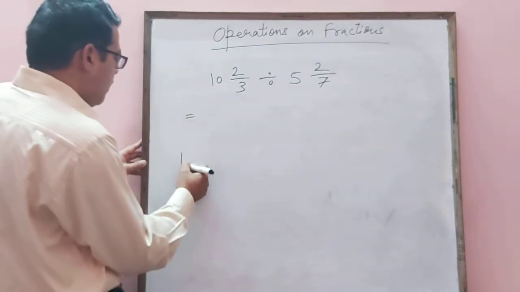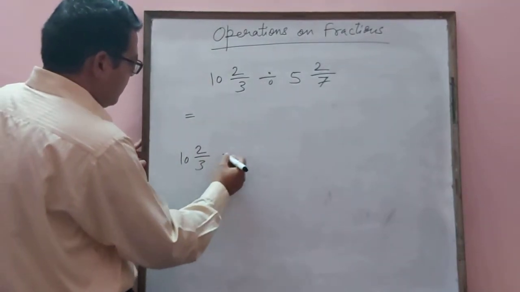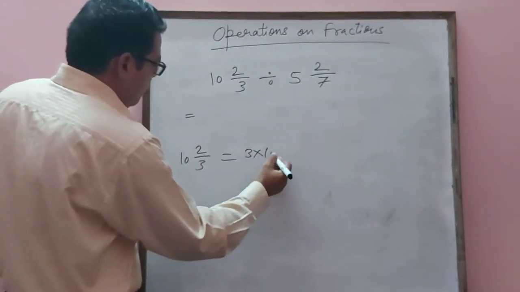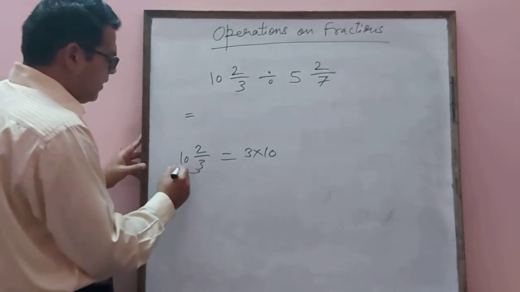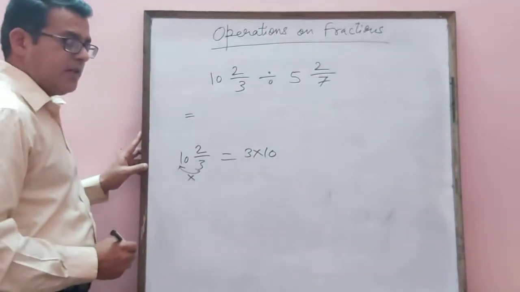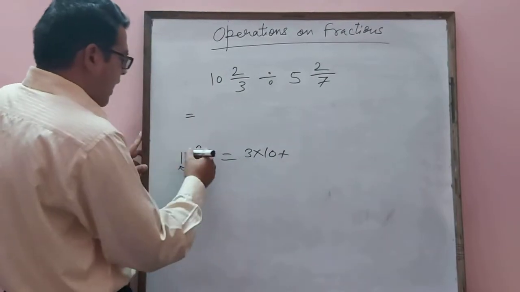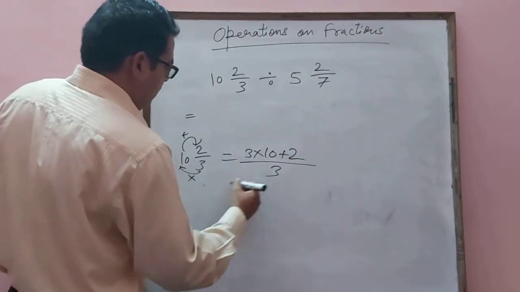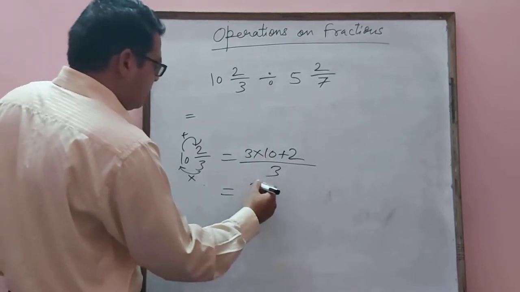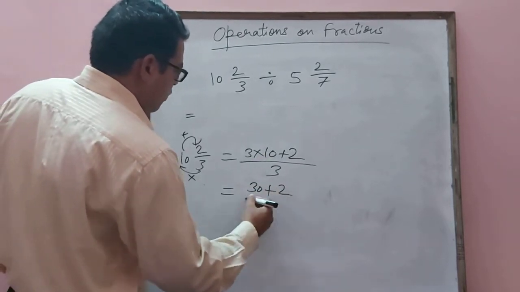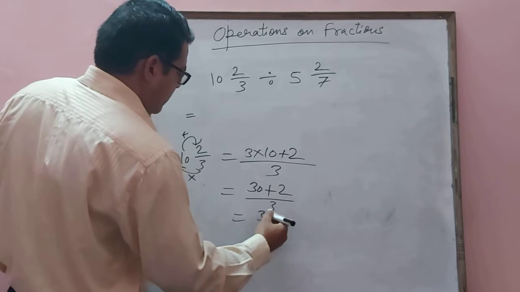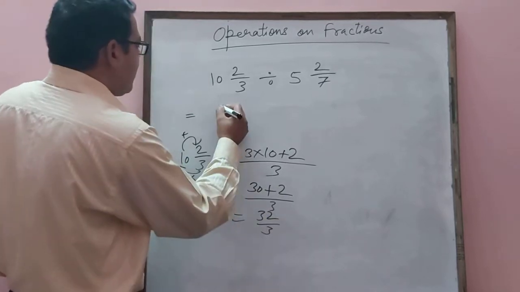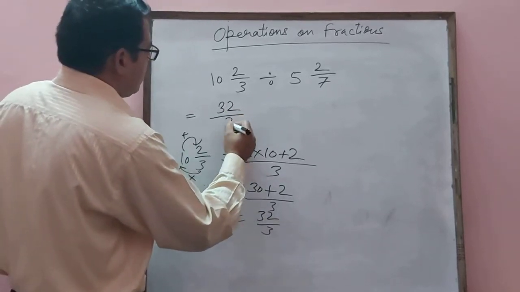How can we convert it? Let me explain it again. 3 we have to multiply with 10. Then we have to add this 2 to it. And downside 3 we already have. Now 10 3s are 30 plus 2 by 3 means 32 by 3. So we can write here 32 by 3. Hope you understand.